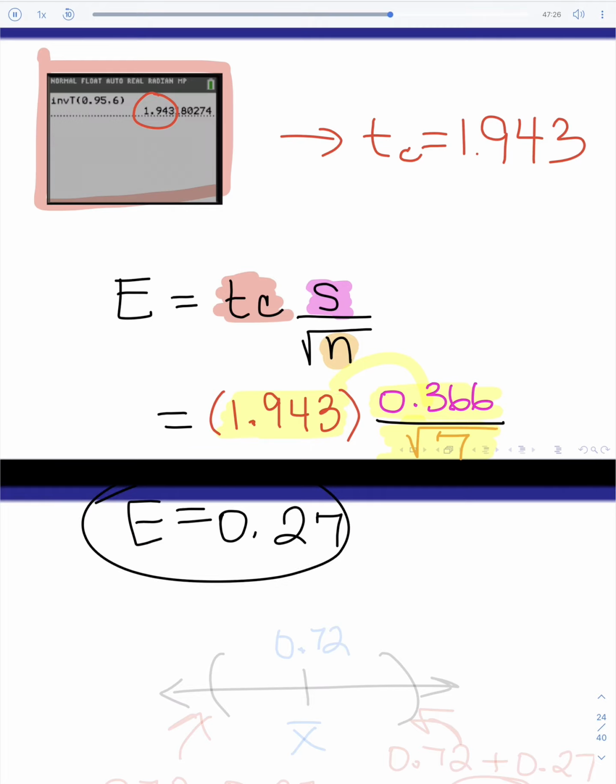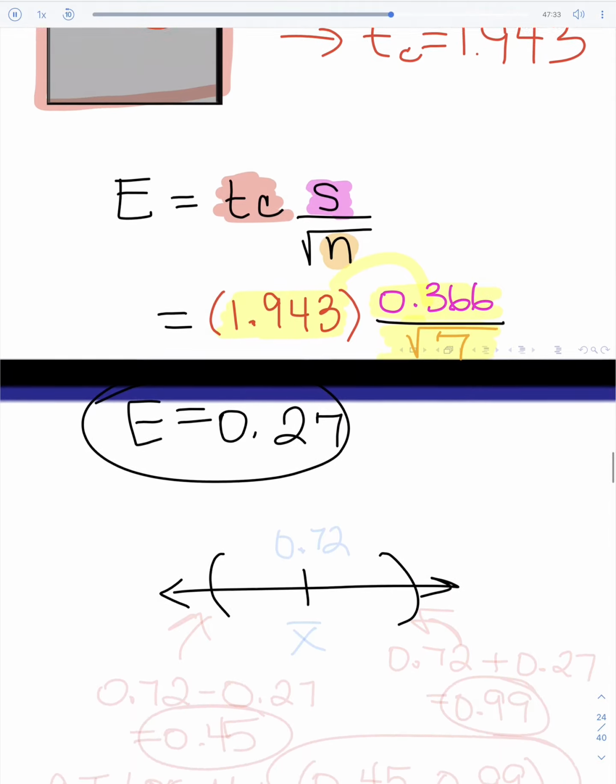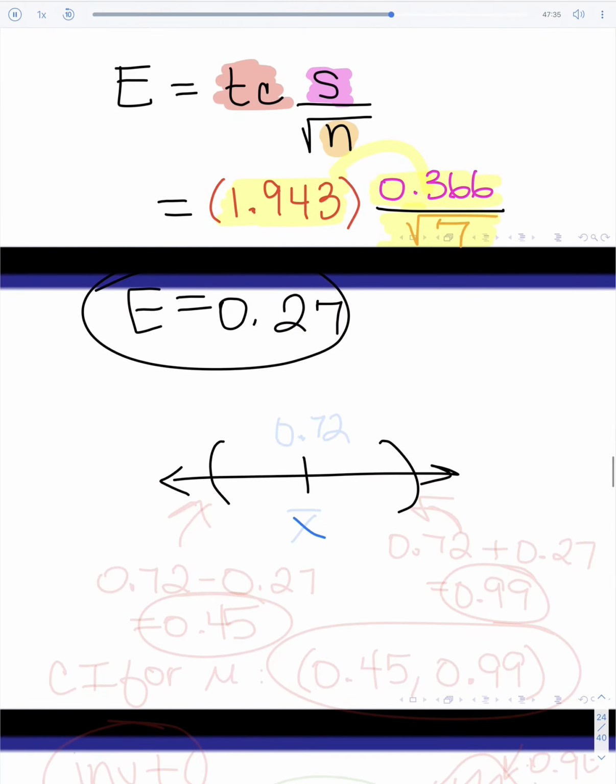So to actually figure out what our confidence interval is going to look like, let's go ahead and draw our picture again. Well, remember, what goes in the center of our confidence interval is our mean, which we said was, let's see, 0.72. Then we just found the error. It was 0.27, so we'd take the 0.72 and add the error for the top end, so add the 0.27, which ends up being 0.99 on the top end.